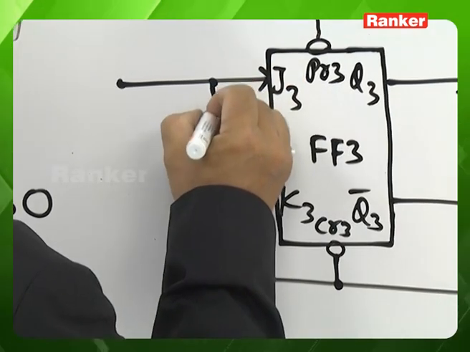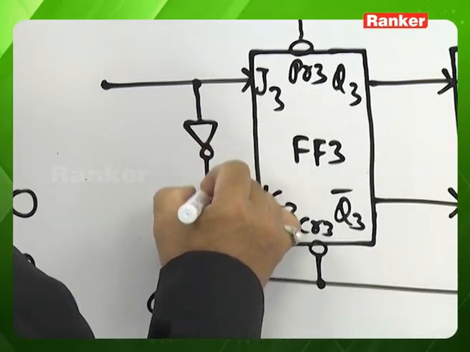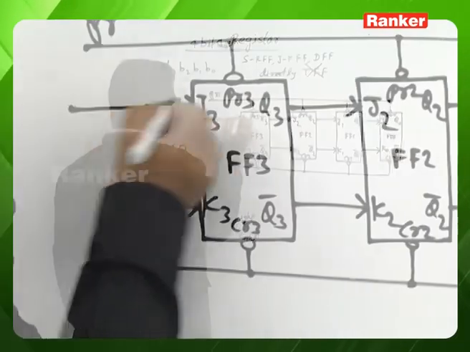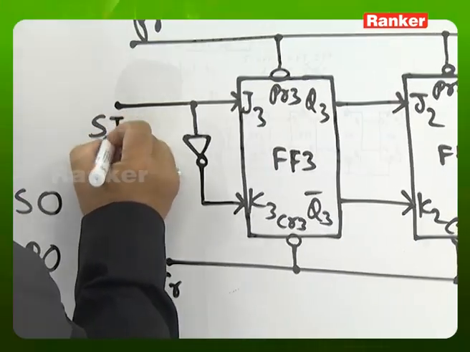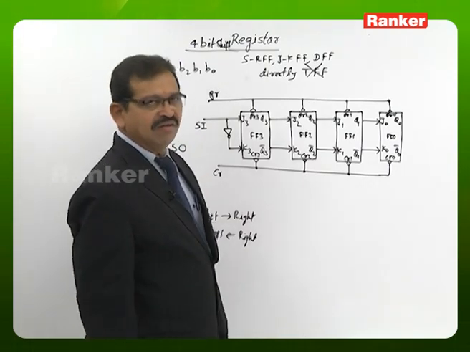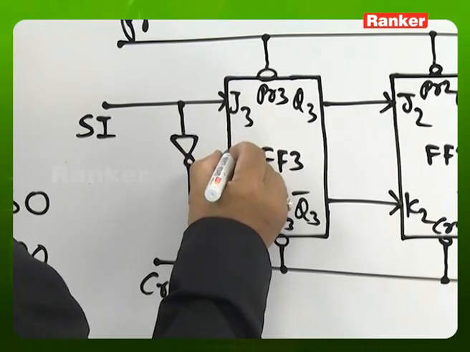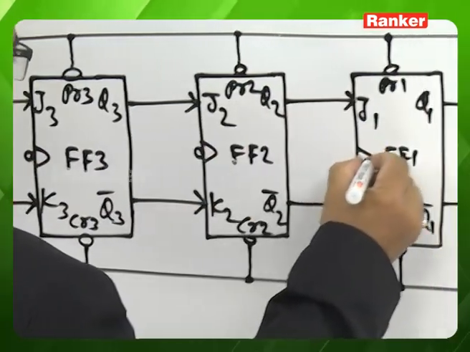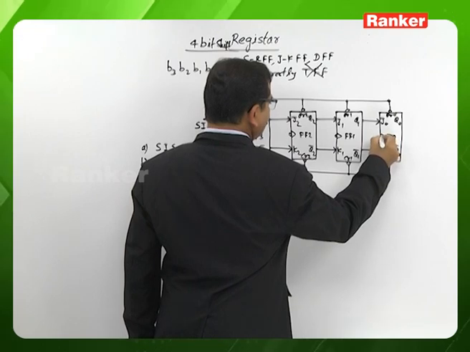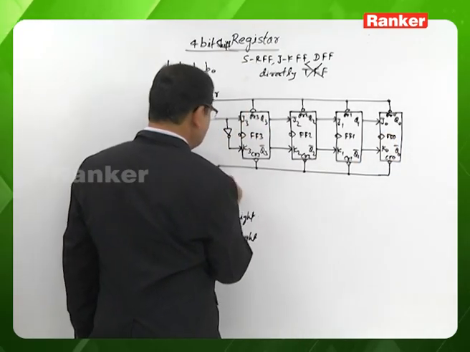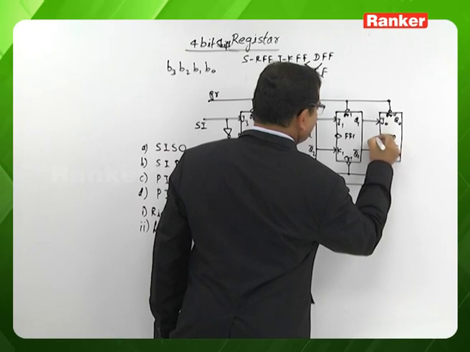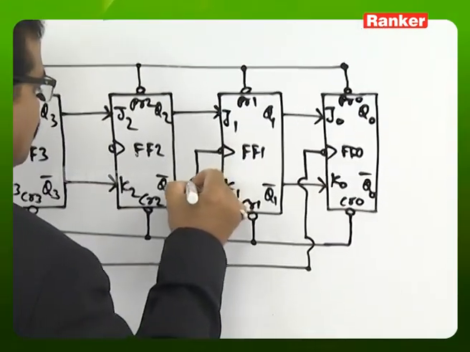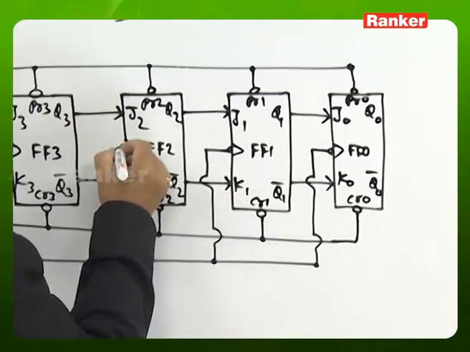Between the J and K terminals of flip-flop 3, let us use a NOT gate, and this input let us name as the serial input. Consider the flip-flops with the negative edge triggered clock. Clock to all these flip-flops is common, so the external clock is coming directly to all these flip-flops.